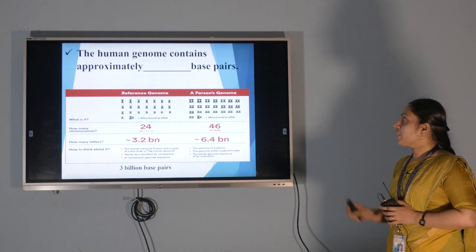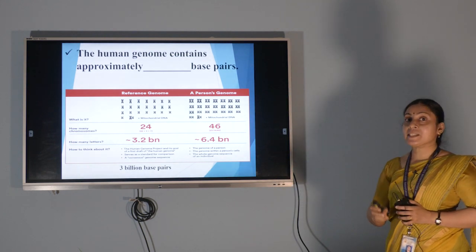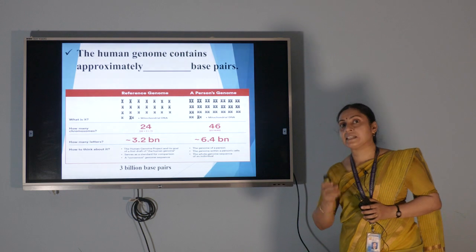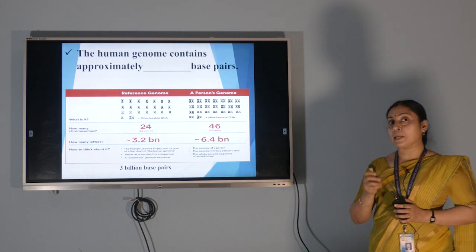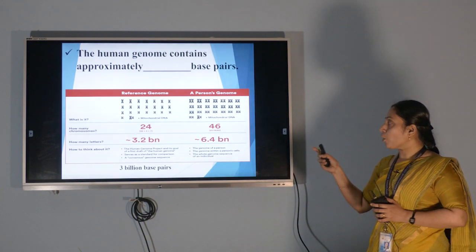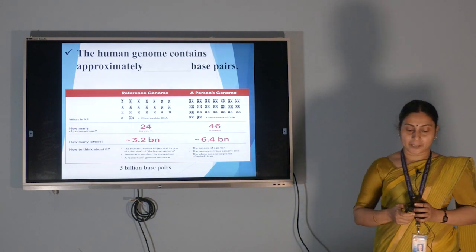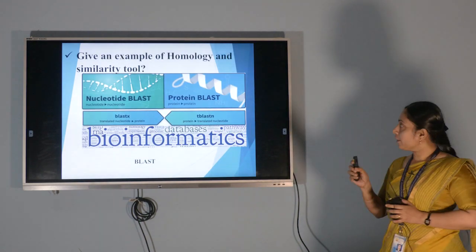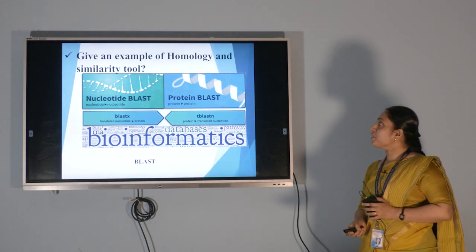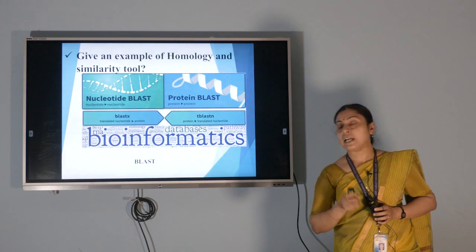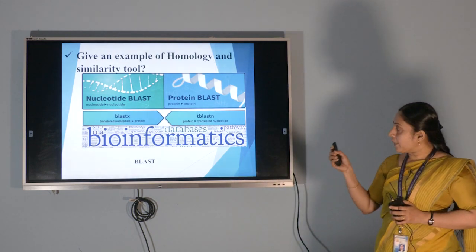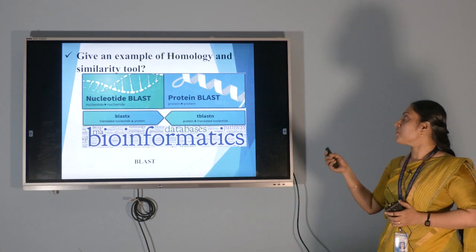The human genome contains 3 billion base pairs. This is the entire chromosomal structure, with a total of 3 billion base pairs. Base pairs mean the nitrogenous bases present in DNA, that is adenine, cytosine, guanine and thymine, all 4 types of nitrogenous bases. So the total is 3 billion base pairs.